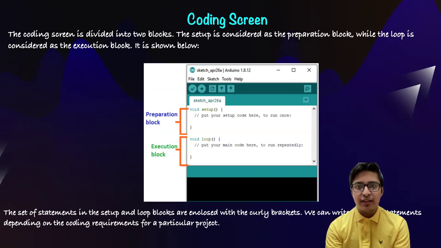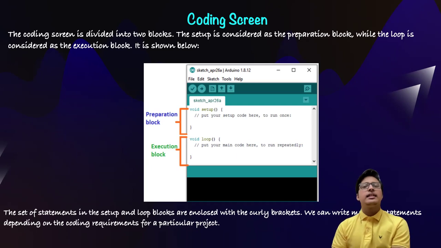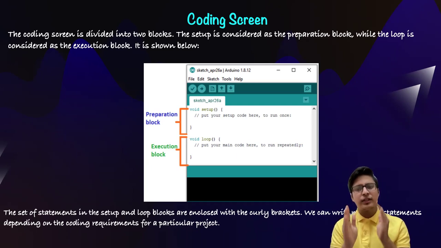Can you see the comment line over here? That is the use of a comment line. This line is being ignored by the compiler, but we can read it. This is the typical Arduino screen that you are going to get when you open the Arduino IDE, the Arduino coding screen, for the first time.